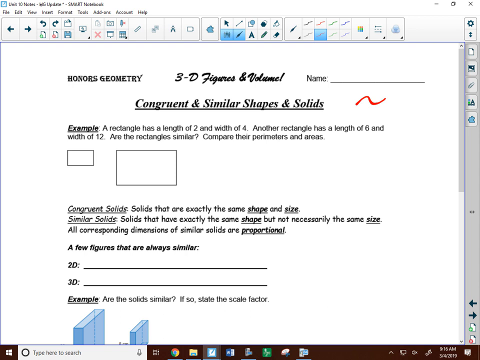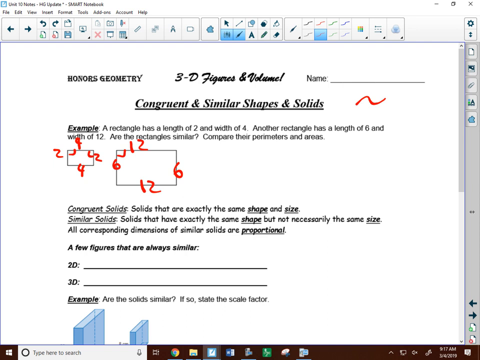Now, I have two examples to lead us in, and I want us to see the relationship between similar figures. So we start off with a rectangle. It has a length of 2 and a width of 4, and the other side will also be 2 and 4. Another rectangle has a length of 6 and a width of 12. They're rectangles, so I could fill in all the right angles. Are the rectangles similar? Yes.